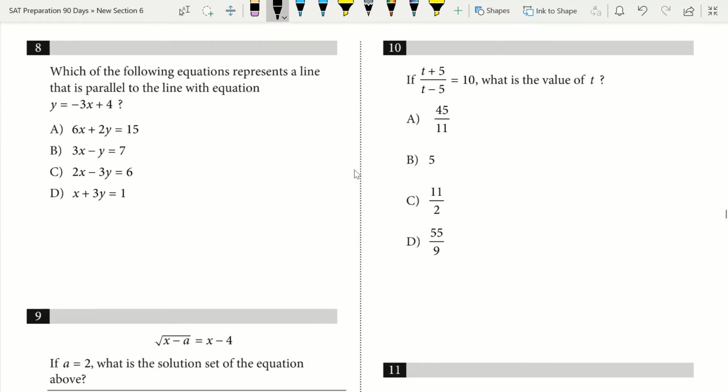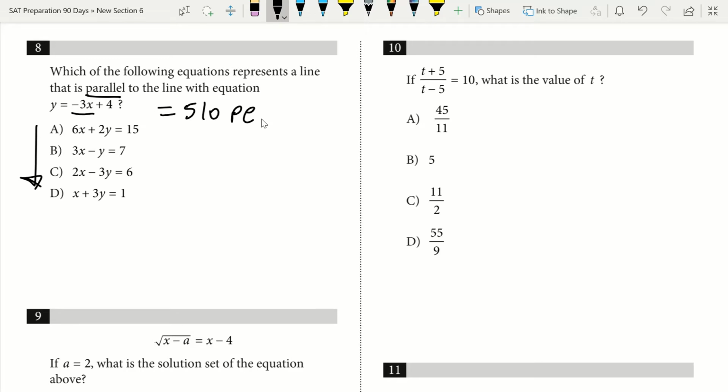Which of the following equations represents a line that is parallel to the line with equation y equals negative 3x plus 4? Well, we know that lines that are parallel have the same slope, so same slope, equal slopes. We see our slope here is negative 3x. So now, if we look at our equations here, none of them are in slope-intercept form, but we can still solve for the slope fairly easy. I've showed you this in our equations during our first week of practice.